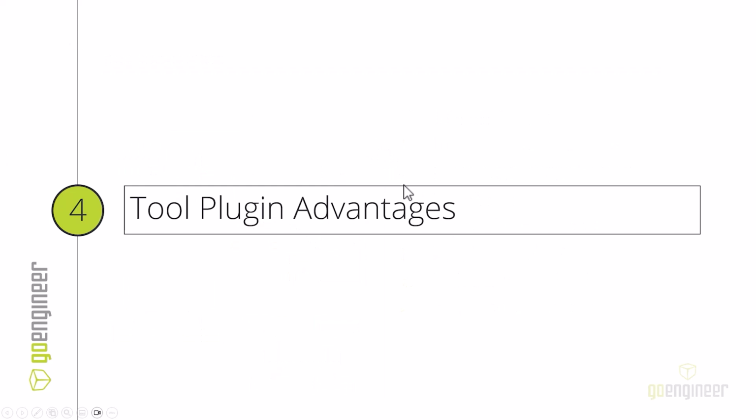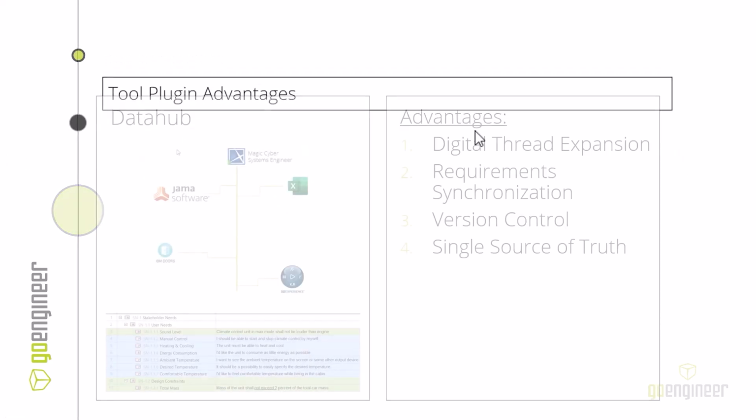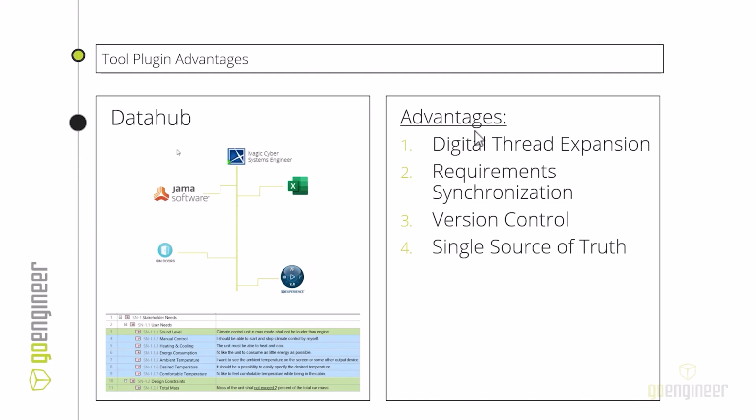And so now we can move on to some of the tool plugin advantages. And the first tool we'll be talking about is Data Hub. Requirements is a huge part of system engineering, and so, of course, it is a huge part of model-based systems engineering. And one of the big things that DSO really wanted to implement was not a rip and replace, but really expanding your digital thread. And of course, all projects start with requirements.